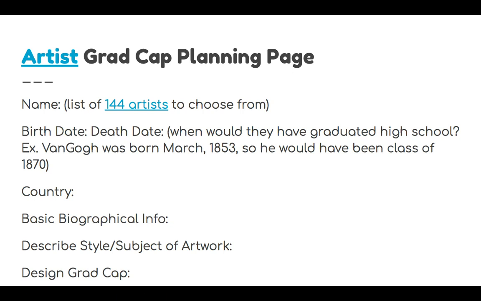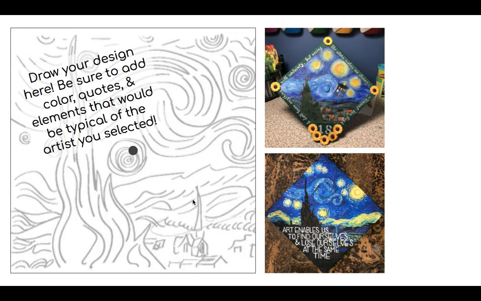But it might give you a place to start researching some names and figuring out who you would be interested in studying. Like I said, for example, if you were Van Gogh, he was born in 1853, so he might have been the class of 1870. And then you would establish some basic biographical info, describe their style and subject of artwork, like were they all about portraits? Are they an abstract expressionist? Are they a realist? What is their style? And then what would their cap look like if they were actually making one?